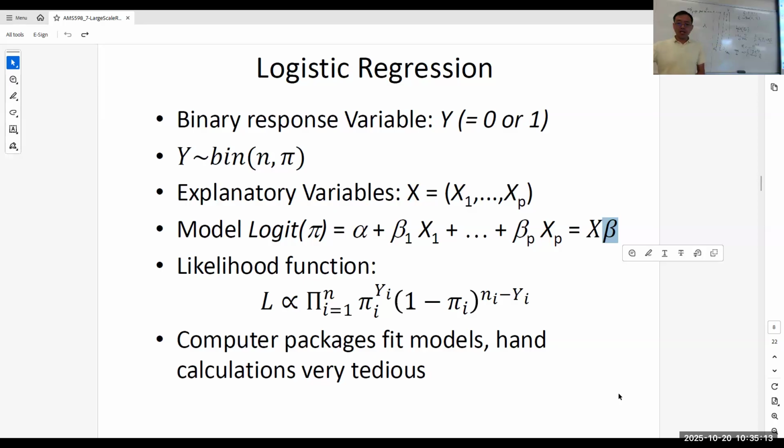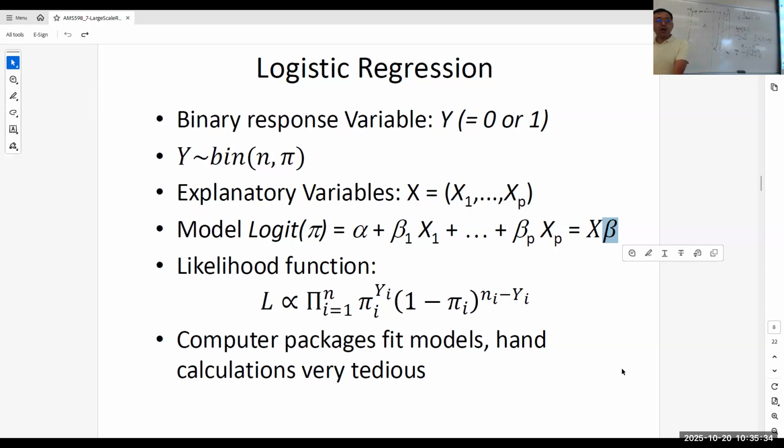This pi hat gives you an estimation of the success probability for the new observation. Then you can make the cutoff. Say 0.5 probability is the cutoff. Any score above 0.5, you say is a success. Anything below 0.5 is a failure, and that's how the logistic regression model works.